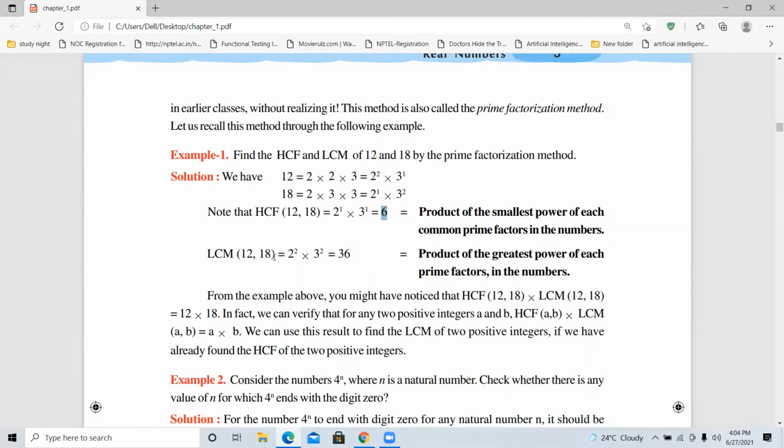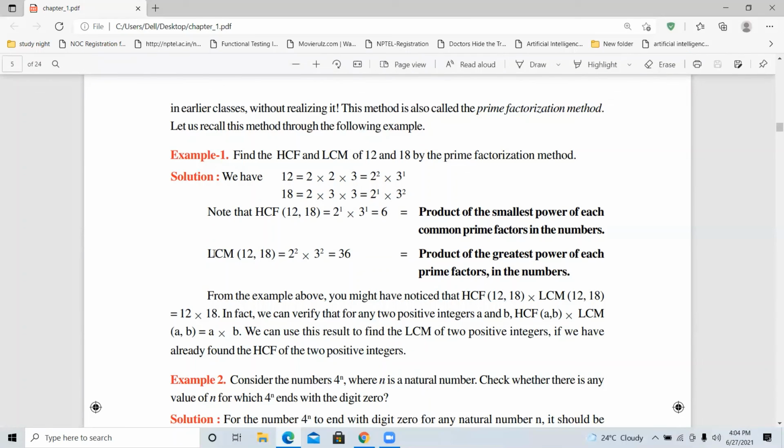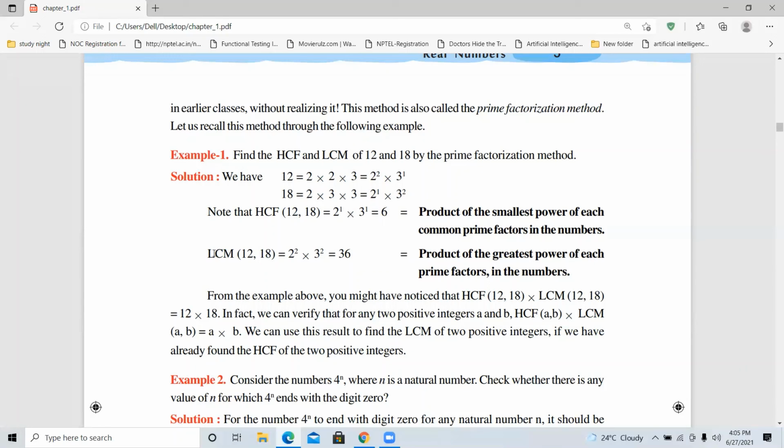And after that, the LCM. Here, for the HCF we took the minimum value, and in the LCM we are going to take the higher value, or the maximum value. Here the maximum value is 2 square and here the maximum value is 3 square. So when we multiply 2 square and 3 square, we get the value 36. So the product of the greatest powers of each prime factor in the numbers is called the LCM, and LCM is nothing but least common multiple. So in this way, we find the HCF and the LCM. I will be coming out with another video discussing the next topic.